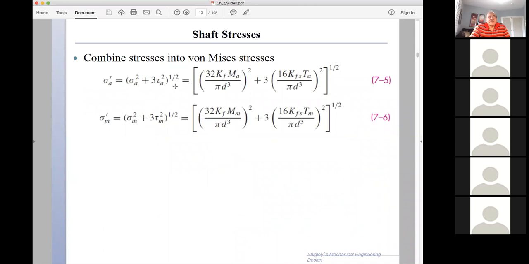So this is the von Mises that I talked about for the alternating and for the mean. And when you plug in the moments and the torque, things become like this, and then we could use it in design. So I think this is a good point to stop for the review. Next Saturday, we will pick up here, maybe give a couple examples, and then push the second project along so we could do all of the calculations for the shaft lifetime.